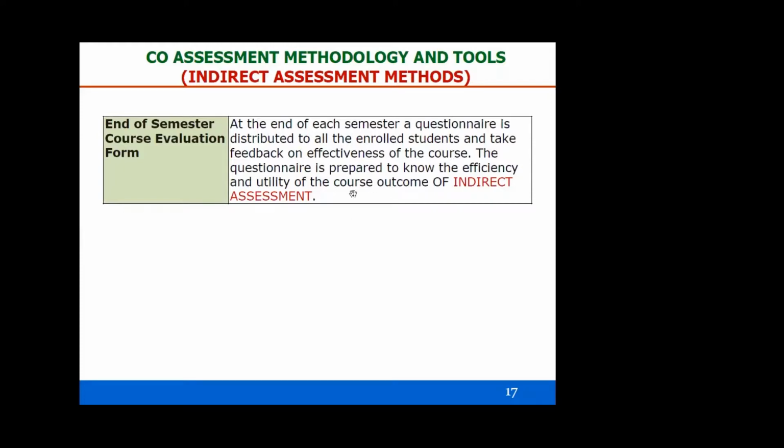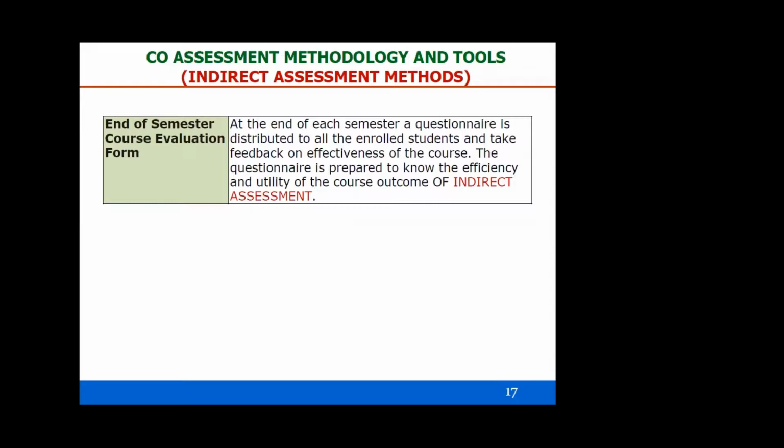In that questionnaire, what do you have to add? For your particular course, whatever COs are fixed, you can include those COs. Then with their knowledge at the end of the semester, the students will provide responses with the combinations. You can take 3, 2, 1, 0.